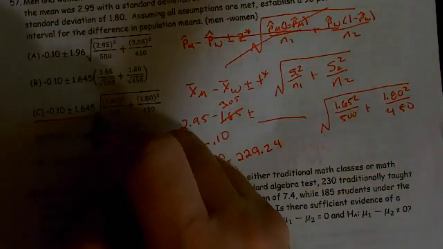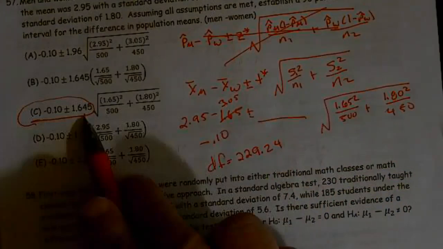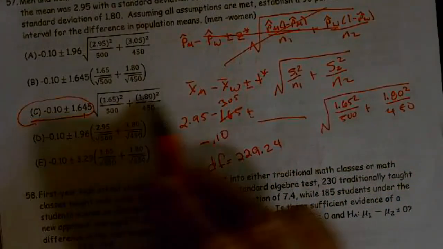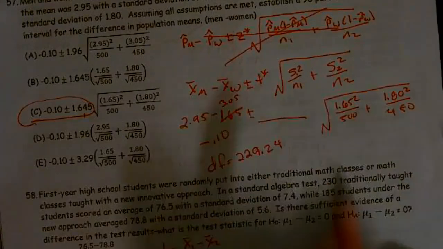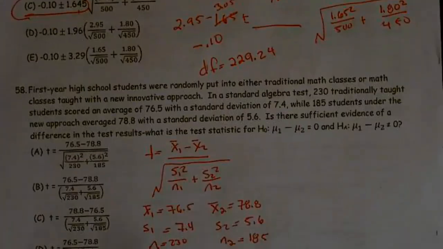All right. So the one that's closest to 1.65 is this. There's my 1.65. That's pretty close to it. And everything else matches up exactly with the way I wrote it. Okay, so that's the answer to 57.